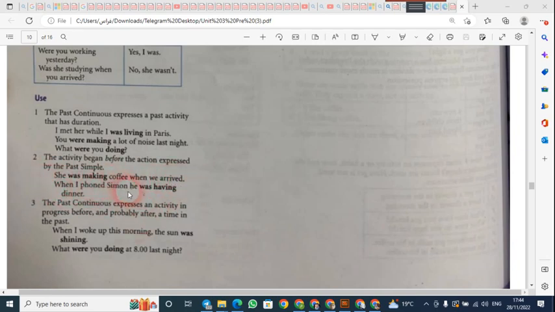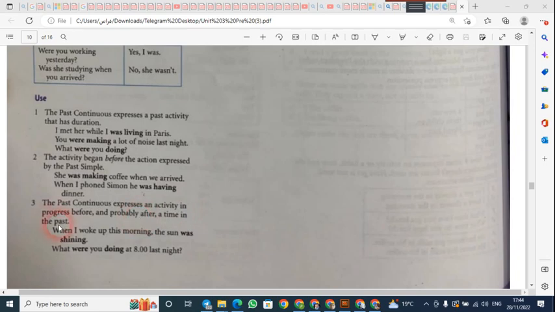When I phoned Simon he was having dinner. I told you before that the continuous is very similar, whether it is present or past. Number 3 is very similar to number 2, so we can consider them as one use.